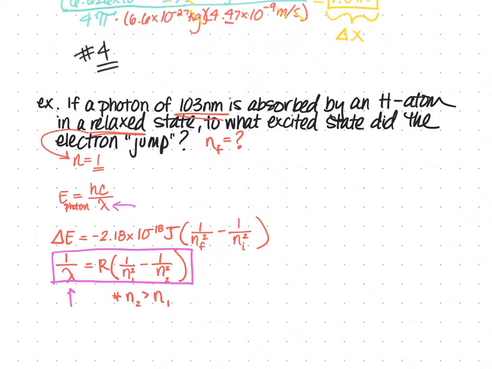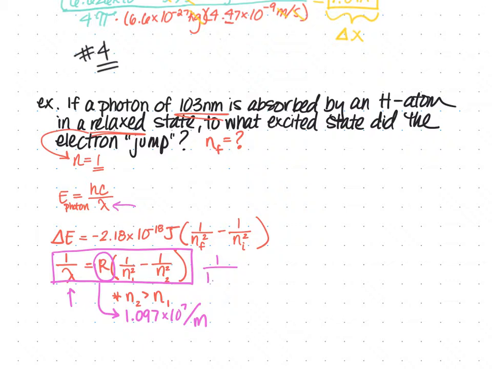Okay, so 1 over, now remember the Rydberg constant is 1.097 times 10 to the 7 per meter. Okay, since this is in units of meters, I need my wavelength to also be in meters.